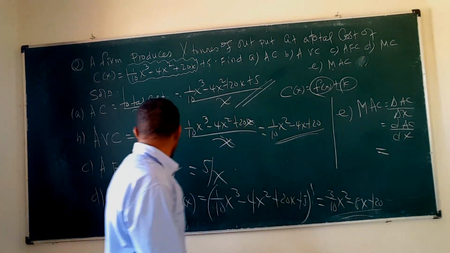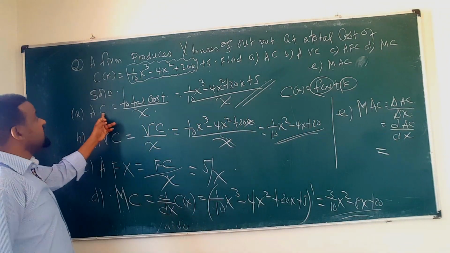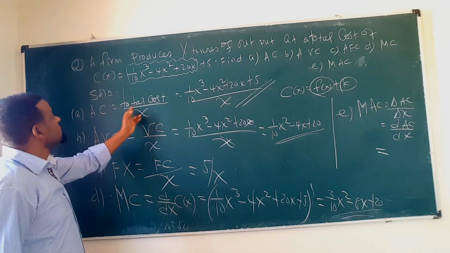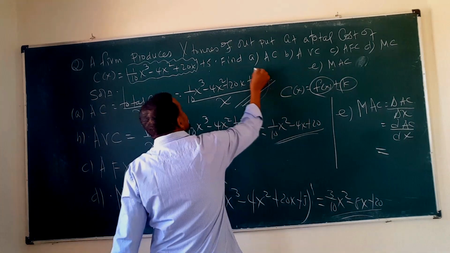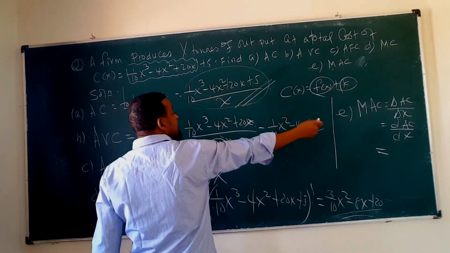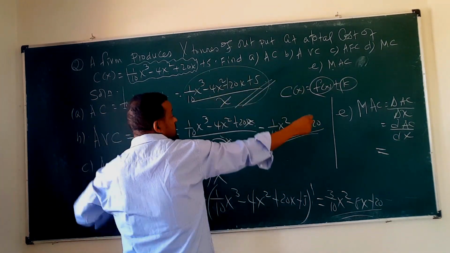So what is the average cost? The average cost is given here. The average cost is given in total cost over x. So this one. So the derivative of this one. የዚህኛው derivative ምን ይሰጣል? The marginal average cost.